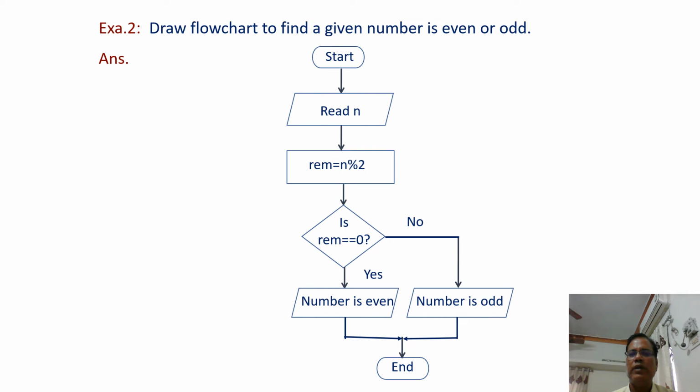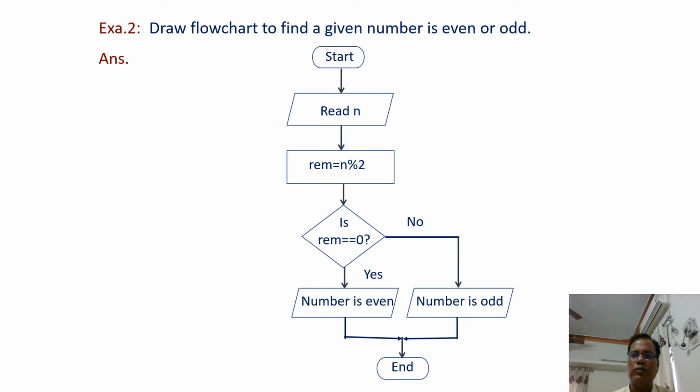So when we find the remainder, depending on whether it is 0 or 1, this condition is represented using the diamond graphics. Is rem equal to 0? That is, if the remainder is equal to 0.